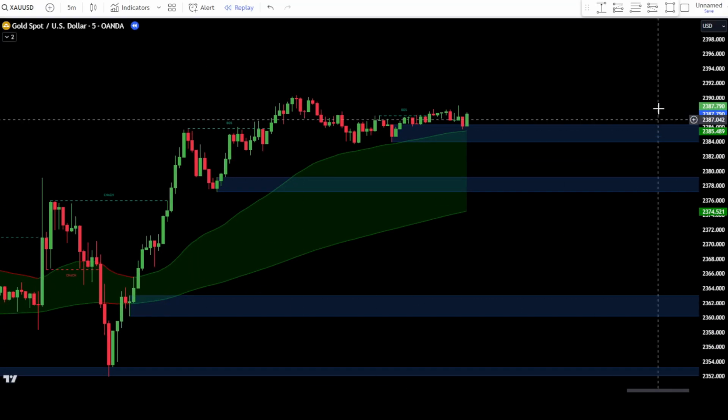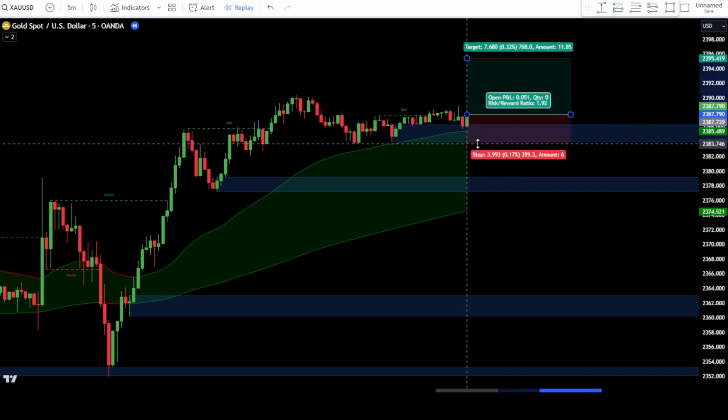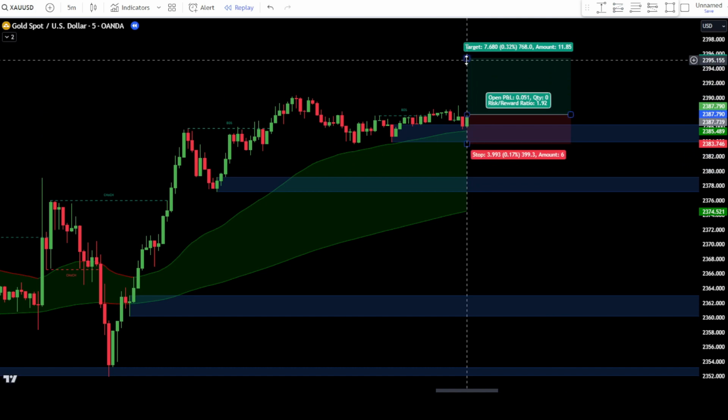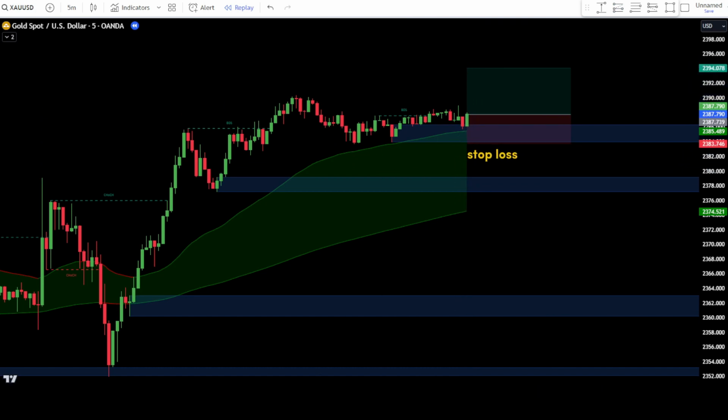If all conditions are met, you can place the order after the bullish candlestick is closed. Place a stop loss below the bullish order block area. Target the take profit using a risk and reward ratio of 1 to 1.5.